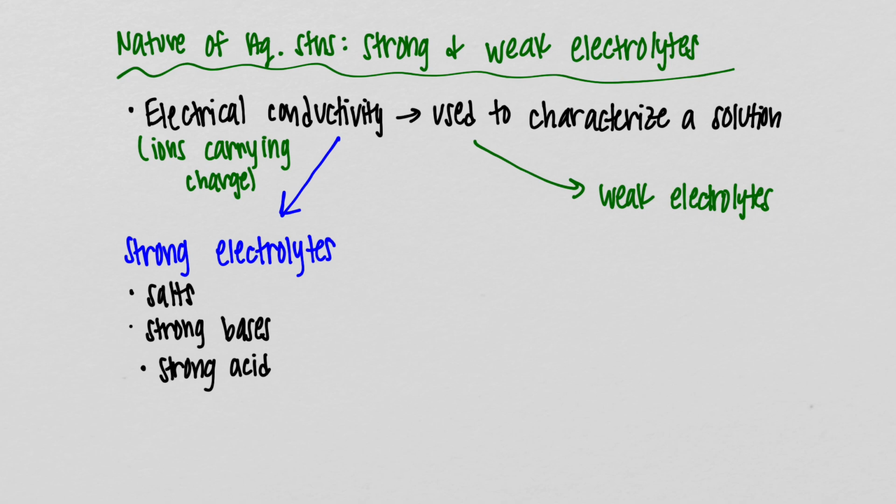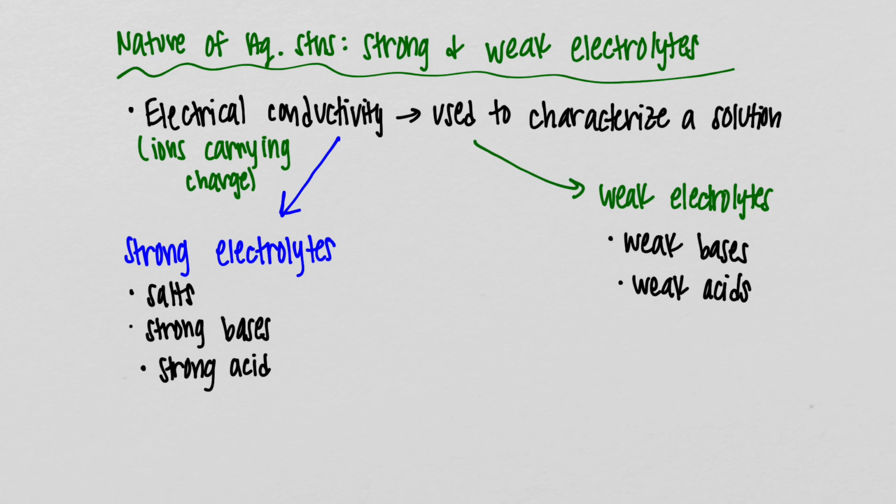And then, of course, we have weak electrolytes here, which are weak bases and weak acids. Okay, so sometimes vinegar, depending on the percent of acid that it is, it could be considered a weak acid. Lemon juice, citric acid, any kind of carbonated drinks or seltzer water, that is also considered a weak acid.